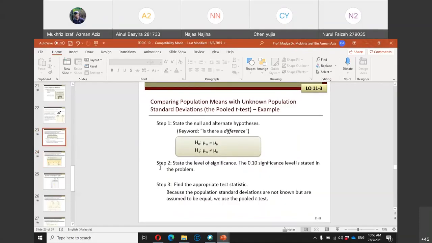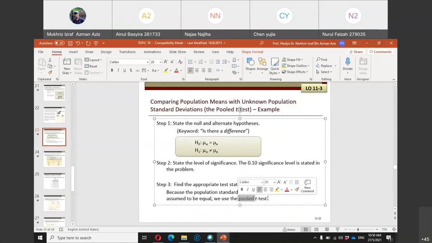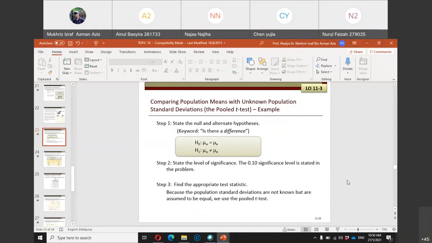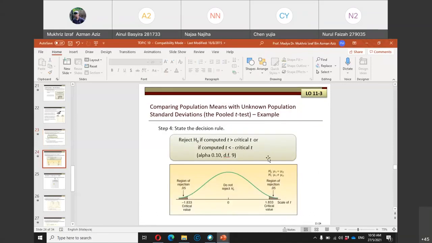Step number 2, you are given the alpha of 10%, not 1%. Here they are using a bigger alpha, 10%. And then the test, we are going to use the pooled t-test, so just add the word pooled here. Even if you don't put the word pooled and just mention t-test, it is still correct, because t-test refers to the t distribution.